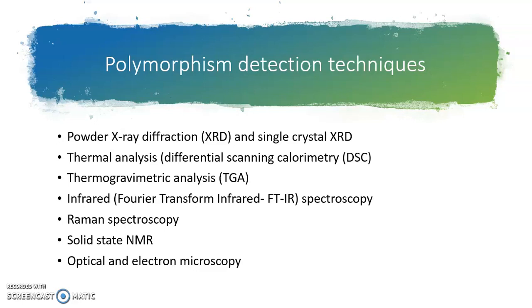The most widely used method to detect polymorphism in drugs is powder X-ray diffraction, in short form called XRD, or single crystal XRD. Then thermal analysis, that is differential scanning calorimetry or DSC studies, thermogravimetric analysis, that is TGA, Fourier transform infrared FTIR spectroscopy, Raman spectroscopy, then solid state nuclear magnetic resonance spectroscopy, and optical and electron microscopy.